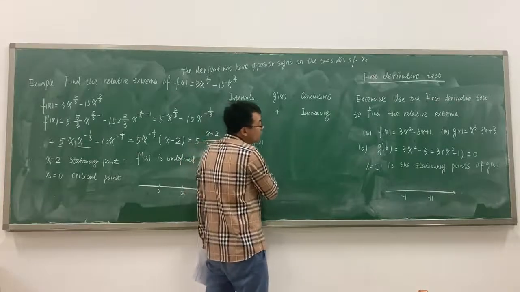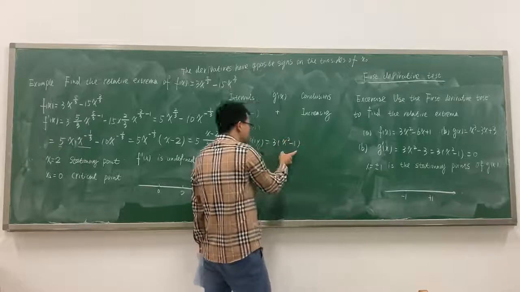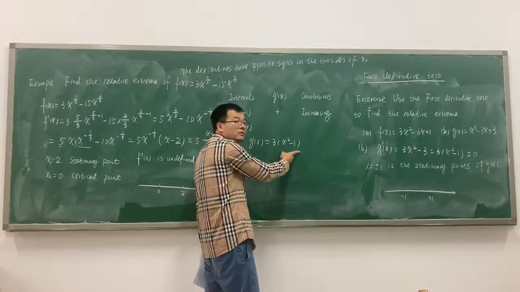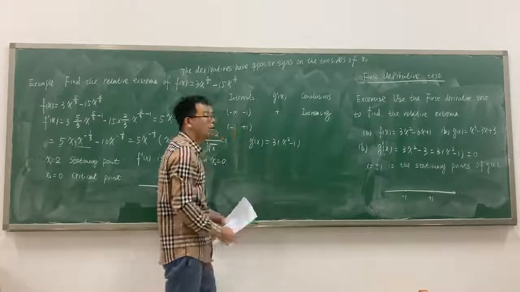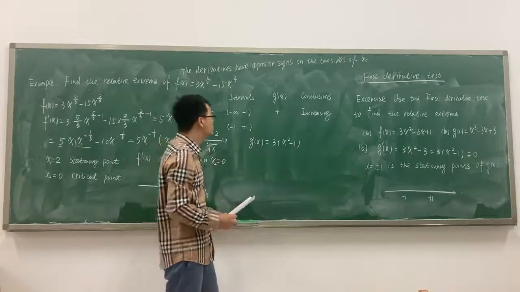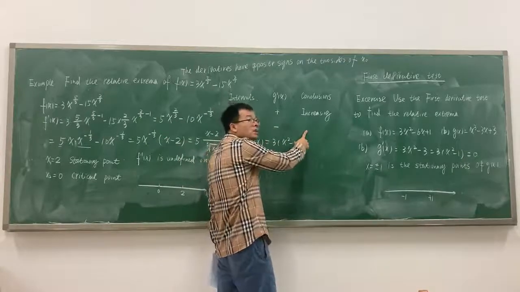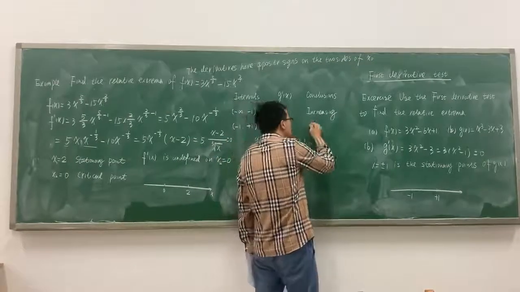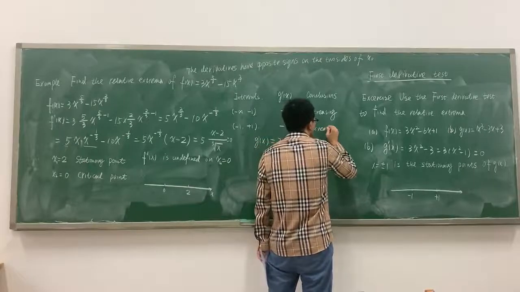So when x is in this interval, g prime equals 3 times (x squared minus 1). Is x squared minus 1 positive or negative? Negative. So g prime is negative, so here is decreasing. So sit down, okay? Decreasing.